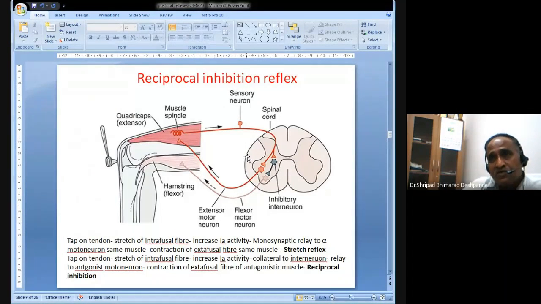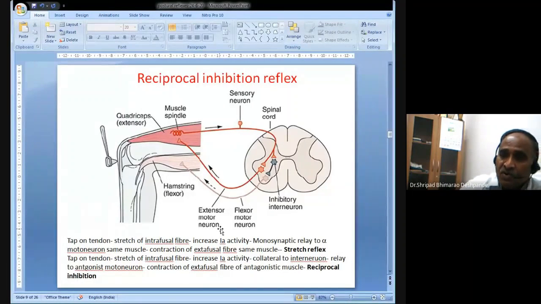At the same time, through an interneuron, it will activate the antagonist group of muscles. Suppose this is an extensor group of muscles; the flexor group of muscles are inhibited so that this muscle contracts. So this has started with a stretch, and the stretch is prevented. That is how the stretch reflex operates. I have written down the details here. I think I have already shared this, and I will share it with you one more time.